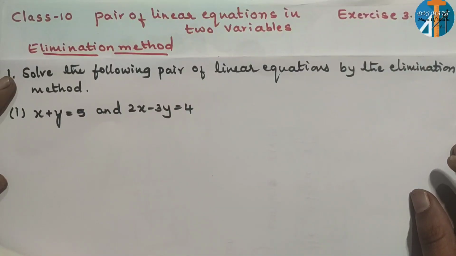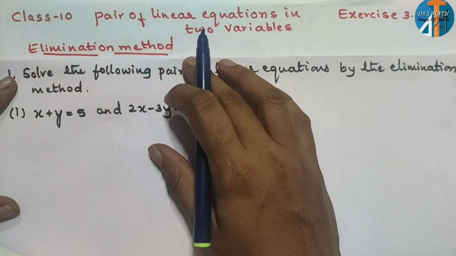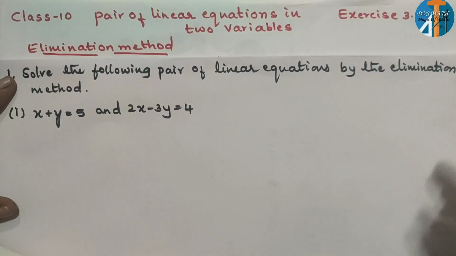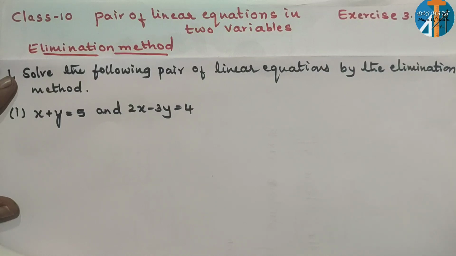So today, continuing class 10th Pair of Linear Equations in Two Variables, exercise 3.4, the elimination method, the other algebraic method of solving a pair of linear equations. In my previous session we discussed the substitution method, right? So, how to solve a pair of linear equations using the substitution method. Now we are moving to the other method, the elimination method. Eliminate means removing. That means we have to remove any one of the variables, either x or y. Okay, so let's see how to do this method.